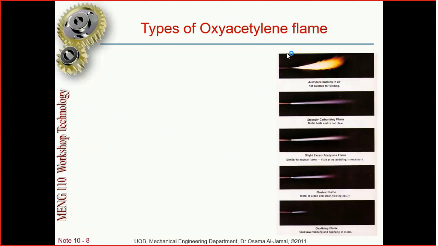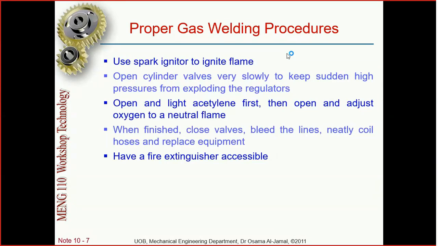Now first, how will we start? First, we will use the spark igniter to ignite the flame. Once the flame has started, then we will slowly control the flow of the gases as required. Open the cylinder valve very slowly to keep the high pressure from exploding. First, we will open acetylene, and then adjust oxygen to a neutral flame.